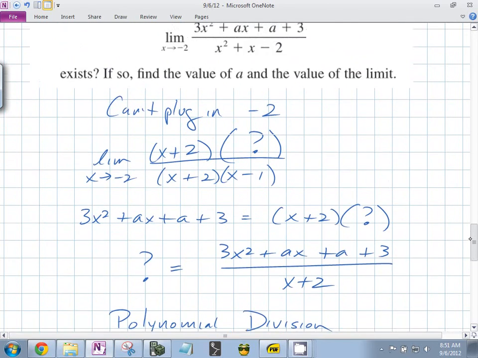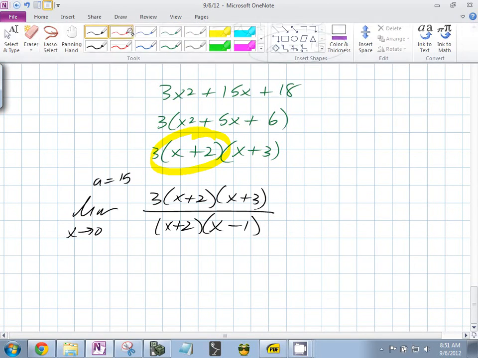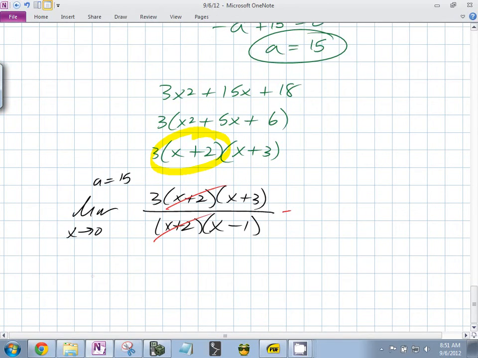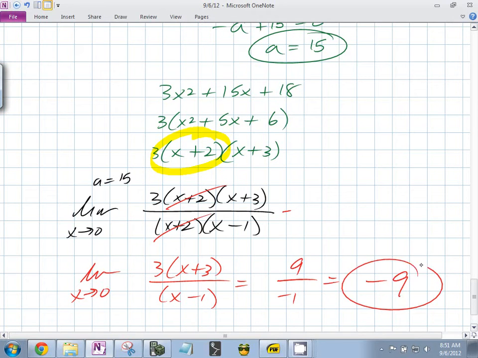Yeah. What cancels? The x plus 2's cancel, so you're left with the limit as x goes to 0 of 3 times (x plus 3) all over x minus 1. So what's that equal to? 9 over negative 1 is negative 9. Here it is, polynomial long division coming back and actually being helpful. Imagine that.